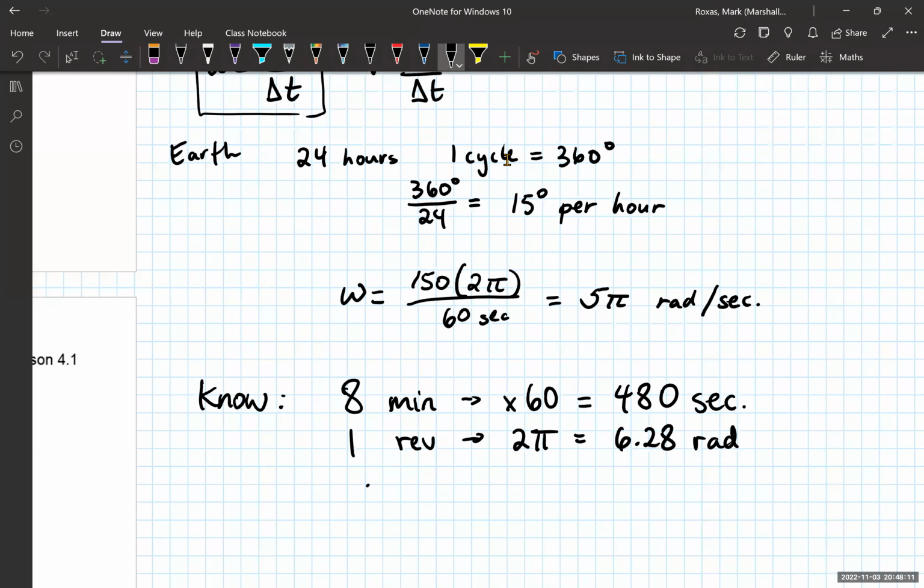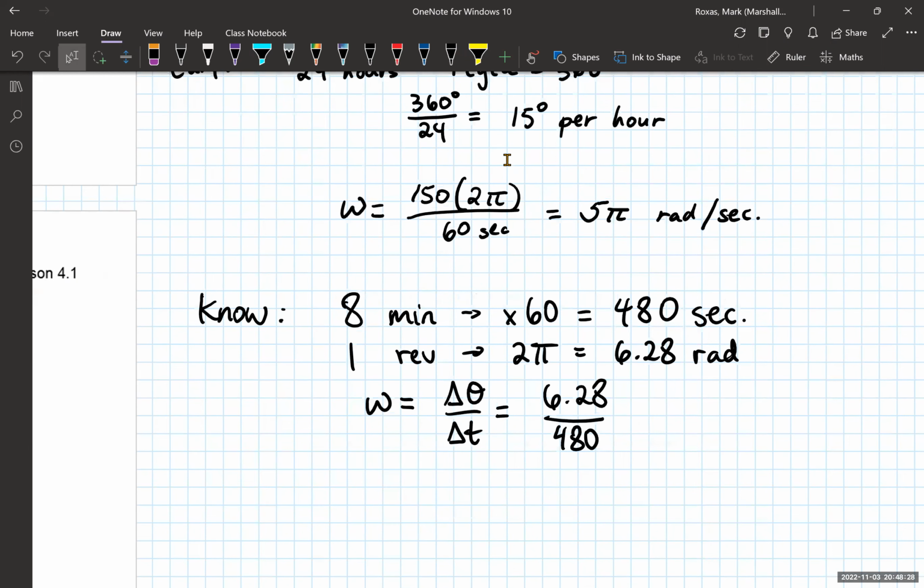So the angular velocity will be the change in theta over the change in time. And so we know 1 revolution, 6.28, can occur over the course of 480 seconds, right? Ferris wheels are not that fast. It's going to take some time to do 1 full rotation. So my angular velocity is 0.013 radians per second.